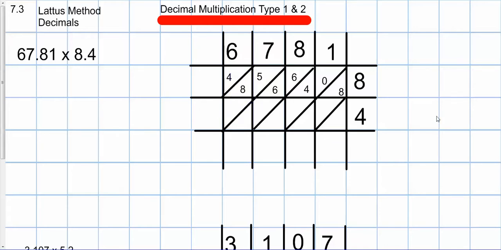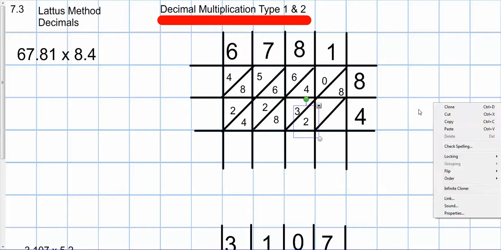Okay, now with the 4. Now remember, you can start anywhere you want. So this time I'm going to start over here with 24. Move 4 so we can see it. 7 times 4 is 28. 8 times 4 is 32. And last but not least, we've got 1 times 4, which is 4.